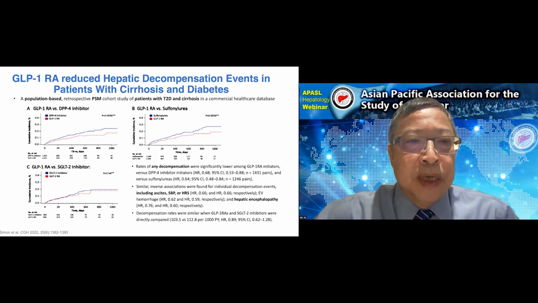Another large-scale population-based retrospective cohort study with propensity score-matched patients with diabetes and cirrhosis demonstrated that the GLP-1 receptor agonist initiators had a significantly lower rate of hepatic decompensation when compared to the DPP-4 inhibitor initiators or the patients with sulfonylurea. The lower risk of decompensation included ascites, spontaneous bacterial peritonitis, hepatorenal syndrome, and hepatic encephalopathy. However, there was no difference in the hepatic decompensation risk between the GLP-1 receptor agonist and SGLT2 inhibitor users.